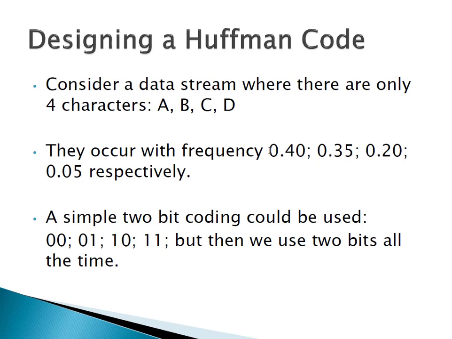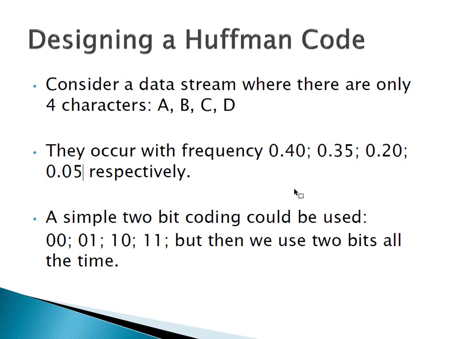So we're given these frequencies as probabilities, right? We know this is a probability because each one is between 0 and 1, and when you add them up, you get 1. So 0.4 plus 0.35 plus 0.2 plus 0.05 gives you 1.